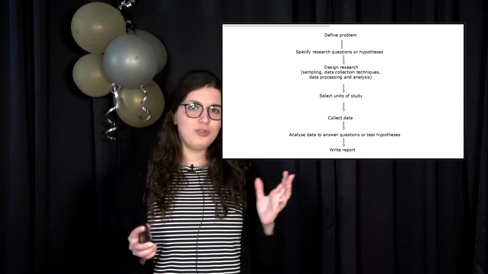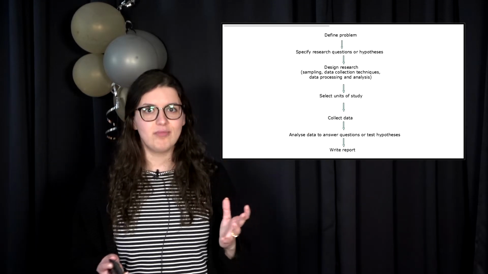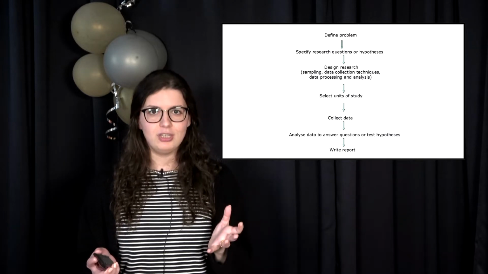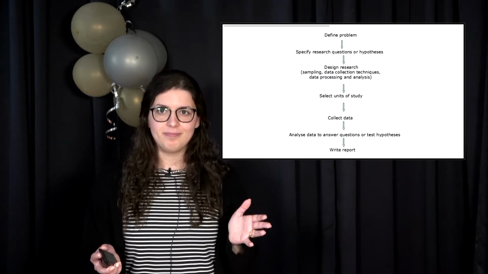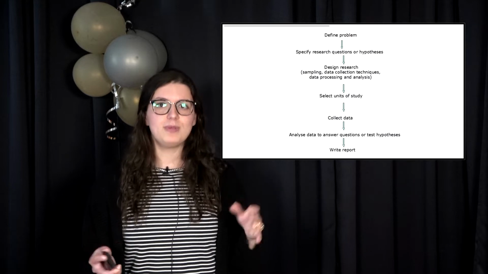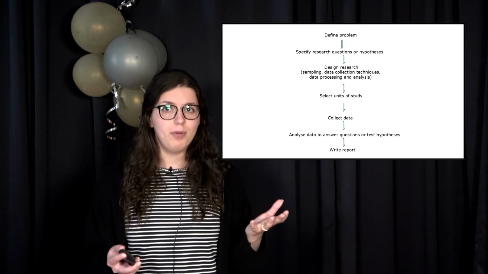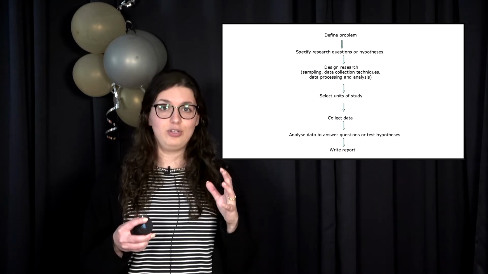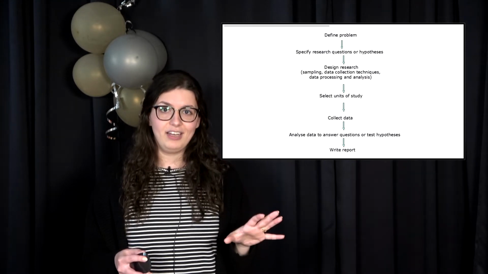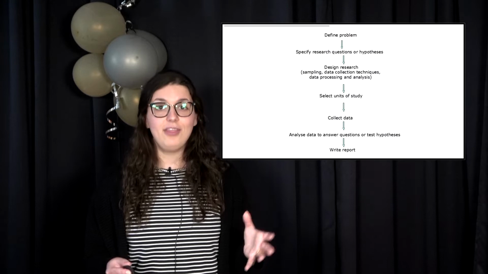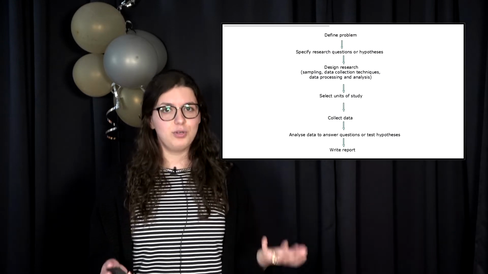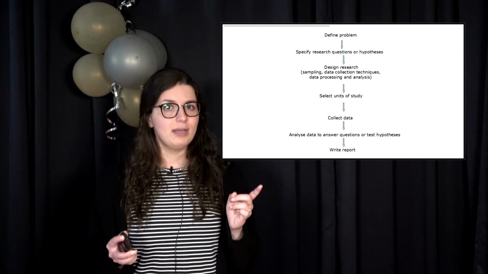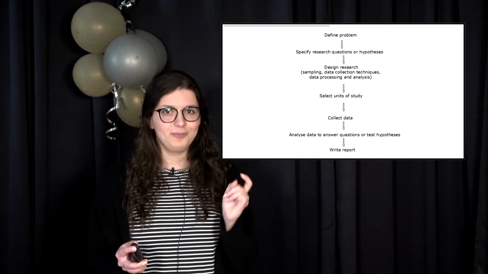So if you look into the textbooks, or you look into some real scientific paper and search what is research methodology, you will get this fancy chart. You define the problem, you specify the research question or hypothesis, design the research that you're doing, select the units of study, collect the data, analyze the data, and then make a conclusion, and you report it. But together, we are going to run through an example, and a really fun one.